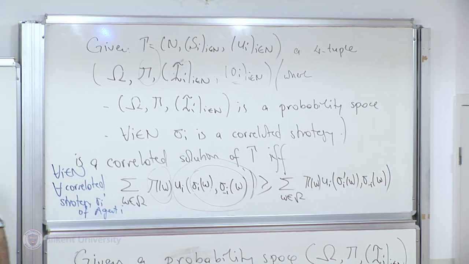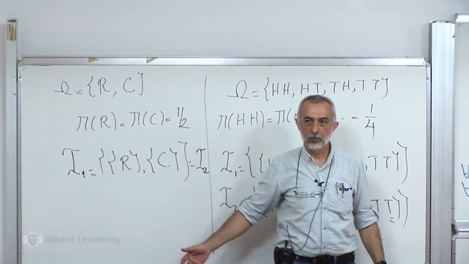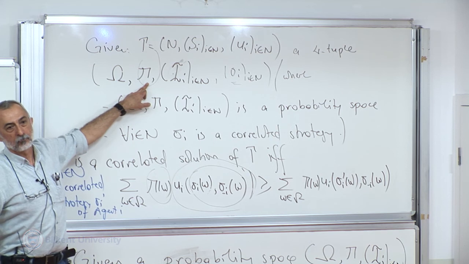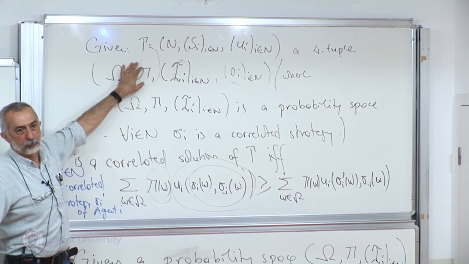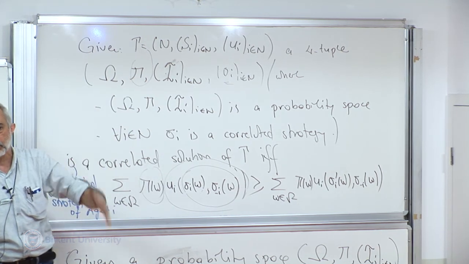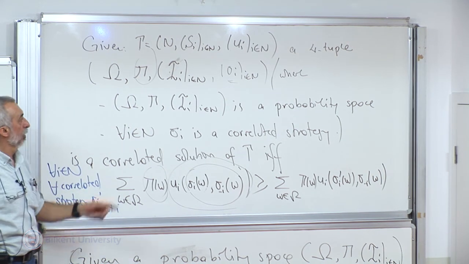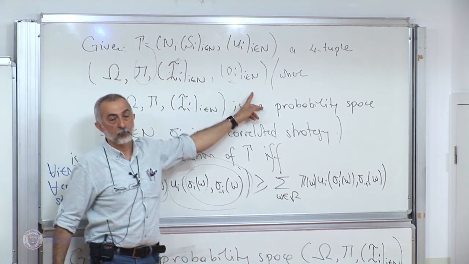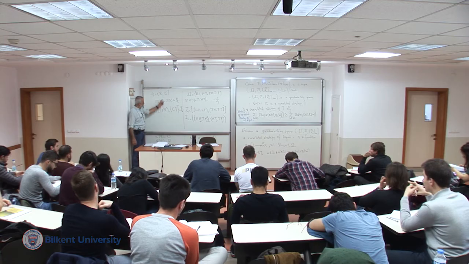Rain, what would you do? Clear skies, what will you do? Okay? We'll simplify this definition. We'll find a simpler mathematical object which will be equivalent to this. Okay? But for now, let's keep working on that. So for now, whenever we see a correlated solution of the game gamma, we mean a 4-tuple, an object consisting of 4 elements. Okay? So let's take this group.